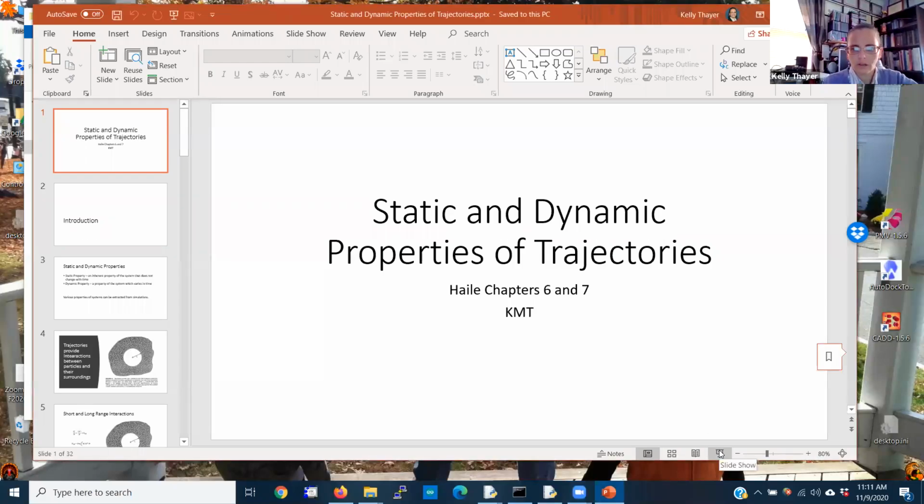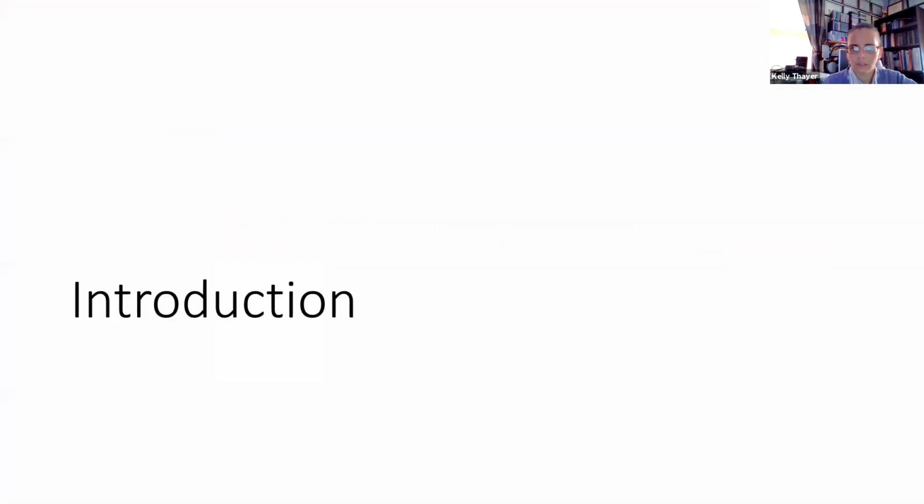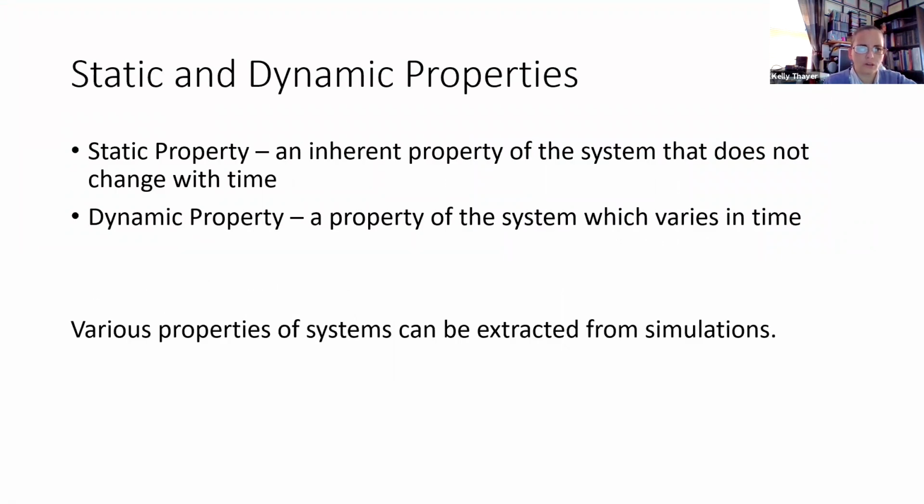This covers Haile chapters 6 and 7 on the static and dynamic properties. So we'll begin with an introduction. A static property is an inherent property of a system that does not change with time, whereas a dynamic property is a property of a system which does vary with time. We'll be looking at both of these types of properties over the course of today's lecture.